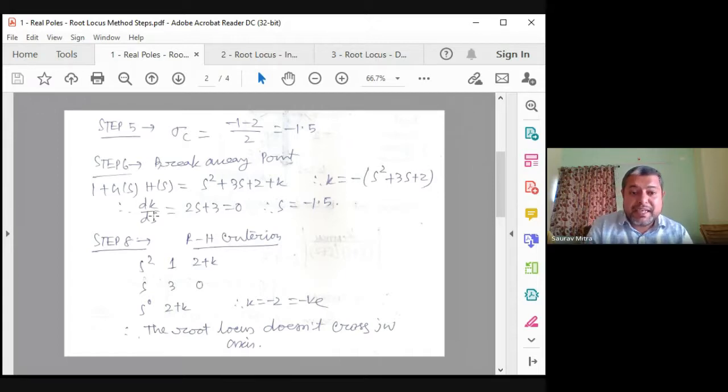So from this dK/dS, whatever is the value of S you are finding. As this is a two pole system, you are differentiating the K. That means you are differentiating S square plus 3S plus 2, and you are finding 2S plus 3. That means there will be only one value of S. But if it was an S cube system, then you would have found two values of S. In that case, you have to choose one value of S as a breakaway point, and the other value has to be discarded. How to do that?